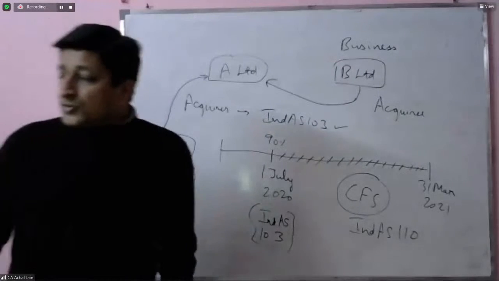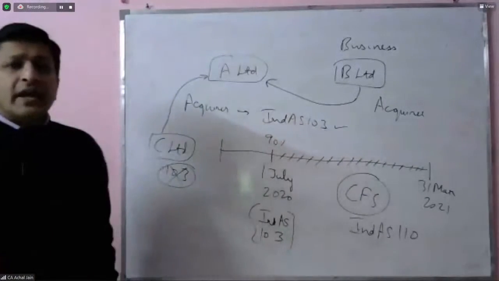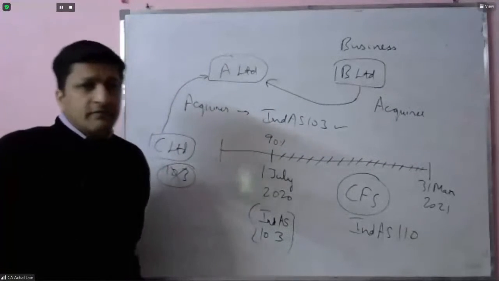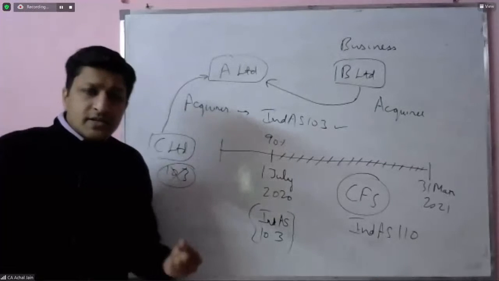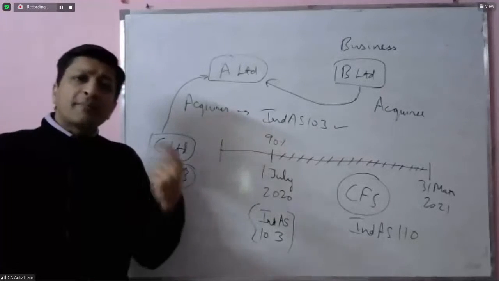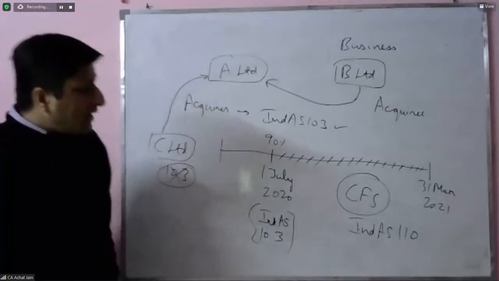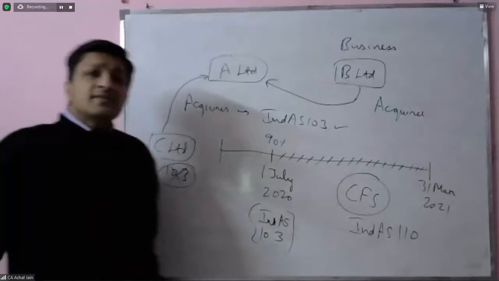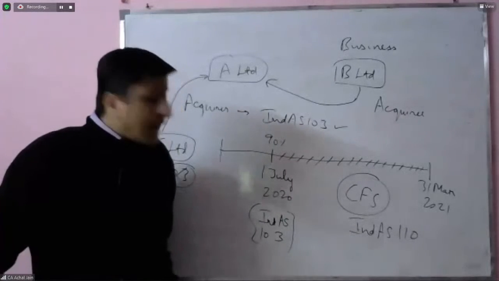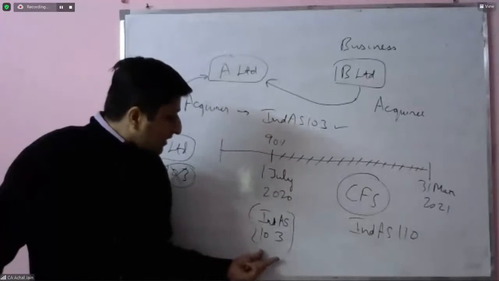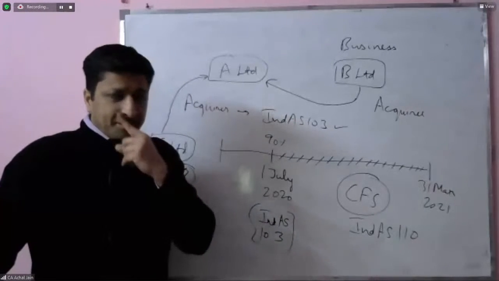So this was all about understanding how to begin with this standard, which all things you need to understand in terms of the timing of application of accounting requirements of this standard. And when will Ind AS 110 come into the picture? Or at what point of time we need to consider Ind AS 103 and Ind AS 110?